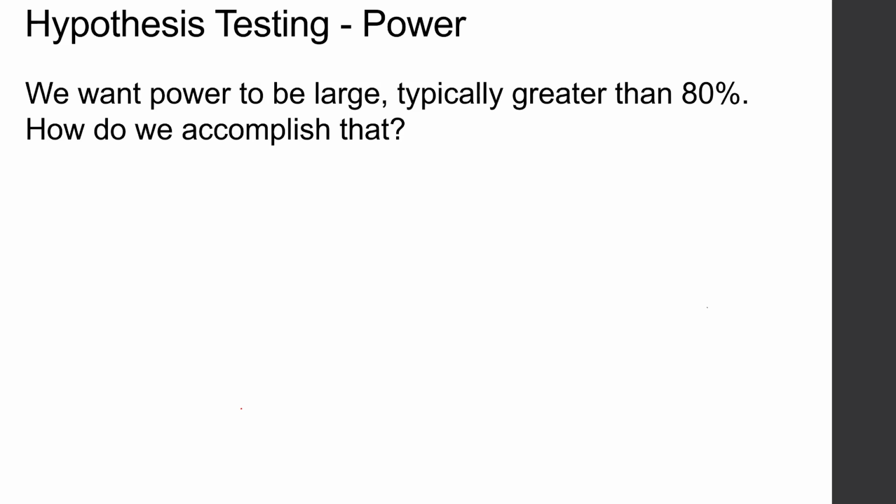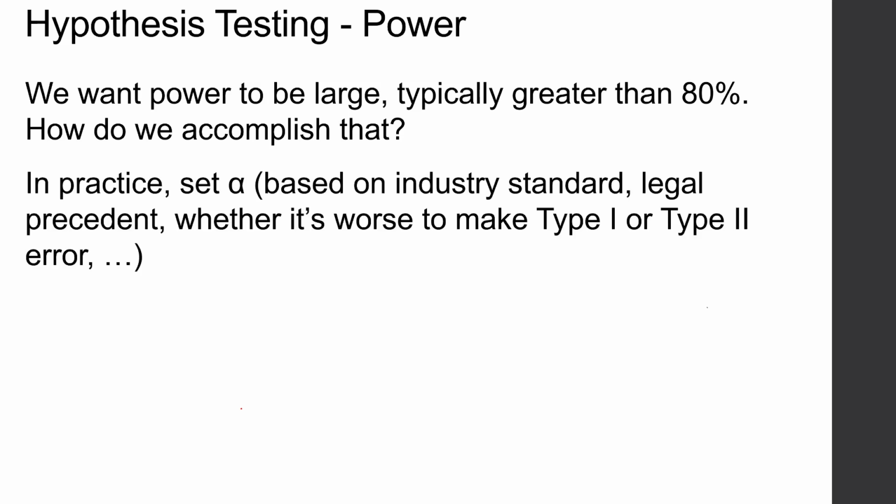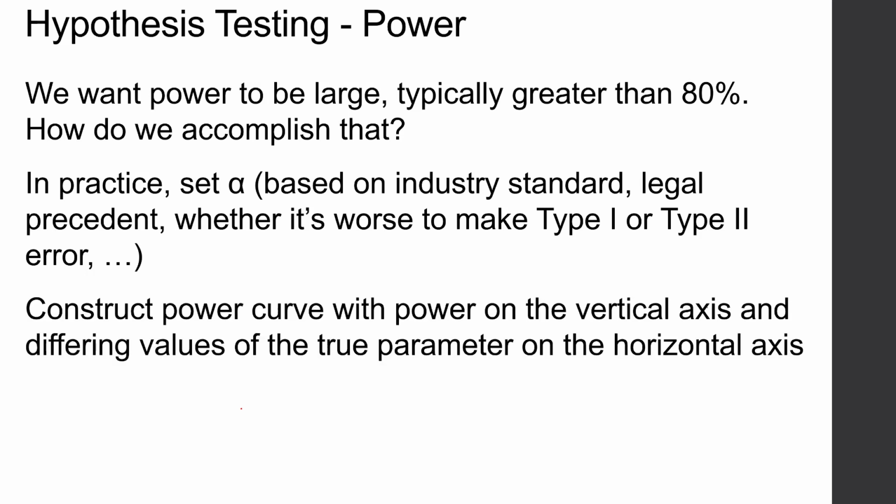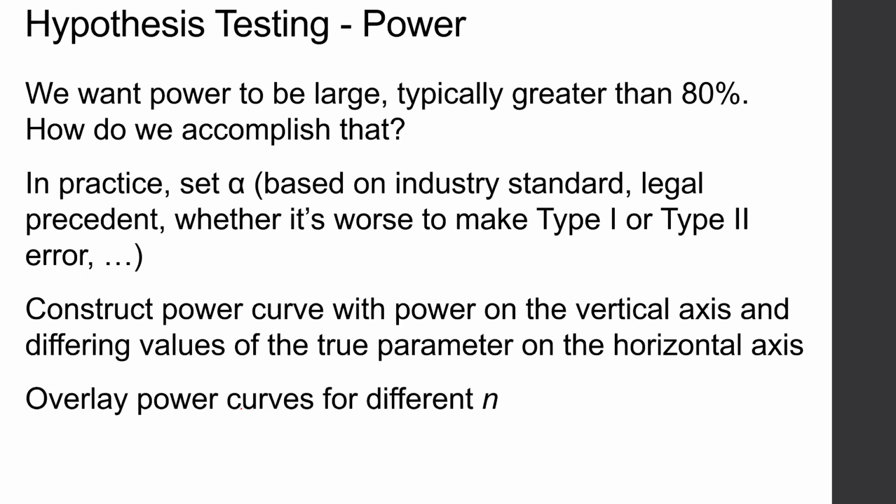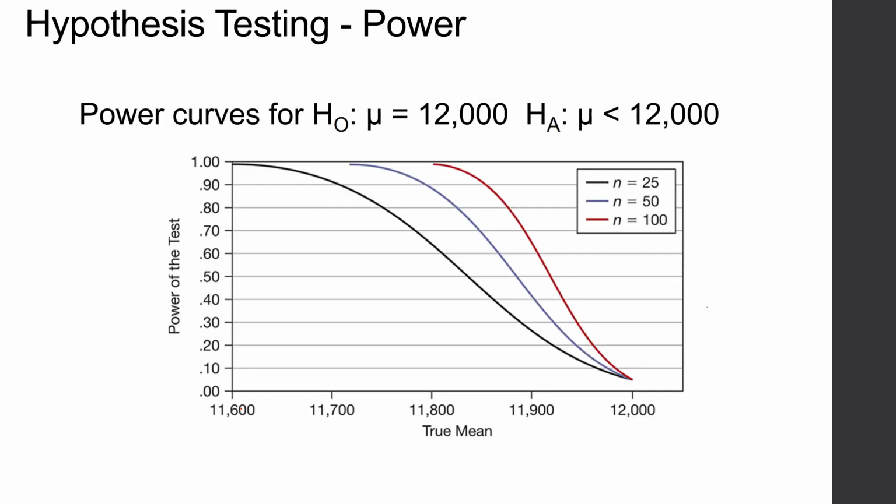We want power to be typically greater than 80%, so how do we accomplish that? In practice, we set the alpha based on industry standard, legal precedent, whether it's worse to make a type 1 or type 2 error, etc. And then we construct a power curve with power on the vertical axis and differing values of the true parameter on the horizontal axis. And then we overlay power curves for different sample sizes. So here's an example of a set of power curves for the test of the null hypothesis that mu equals 12,000 against the alternative that mu is less than 12,000.